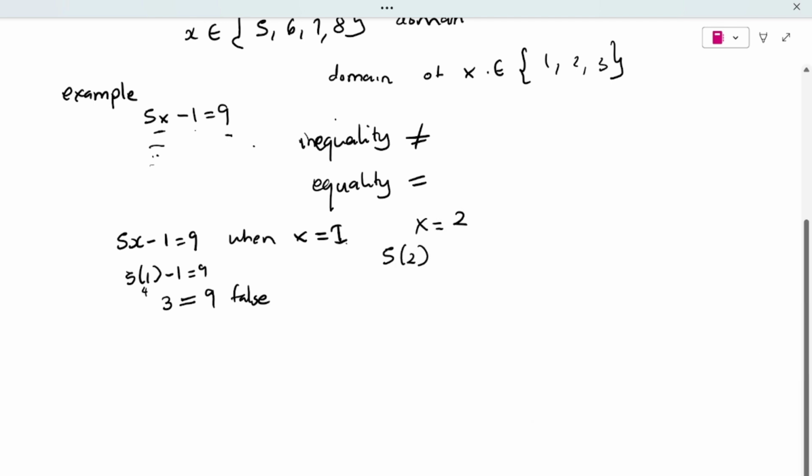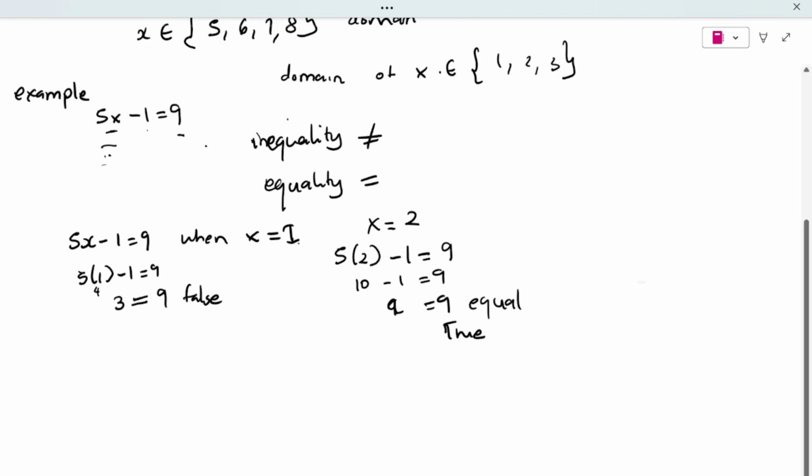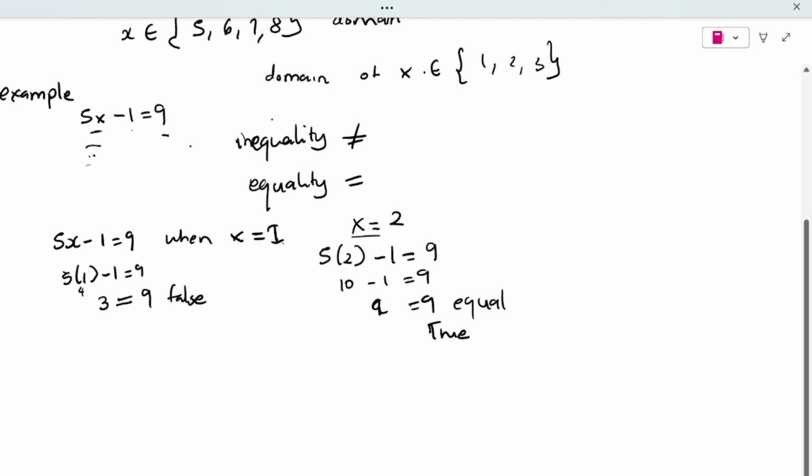5 times 2 minus 1 is equals to 9. So 5 times 2, that is 10. 10 minus 1 is equals to 9. So you have 9 is equals to 9. So this equation is equal. So this is true. So 2 is the solution for this equation.